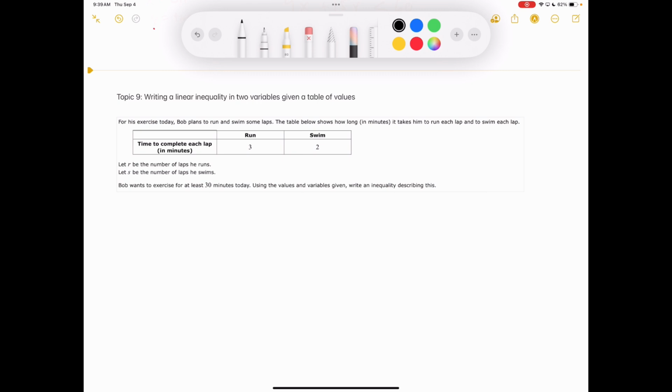He wants to exercise at least 30 minutes. So at least 30 minutes would be greater than or equal to. We already had this: at most is less than or equal to, at least is greater than or equal to, okay? Those are just some tricky words there.